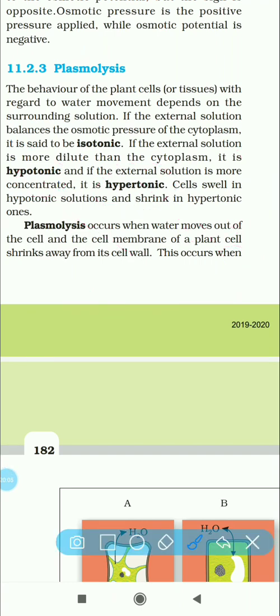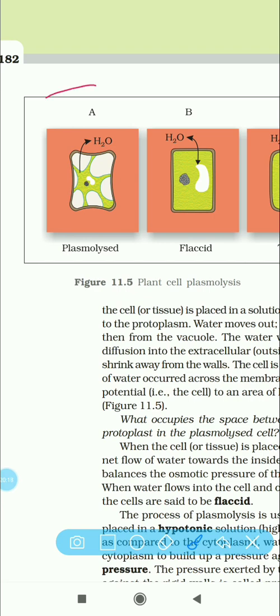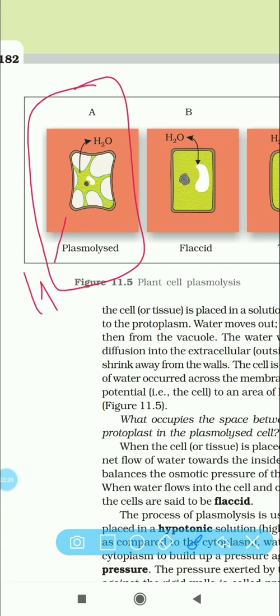Now the most important part, the definition of plasmolysis. It occurs when water moves out of the cells, and this only happens when you put the cell in the hypertonic solution. So I'll just explain with respect to this diagram. You have put the cell in, let's say, hypertonic solution, which is outside over here. So water will move from this region to the inside, or what will happen?